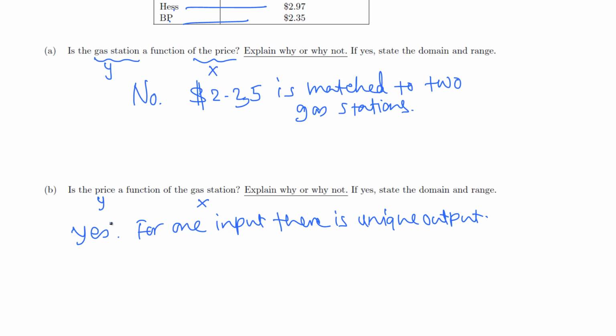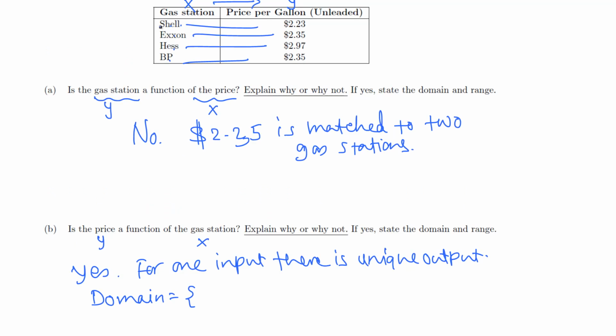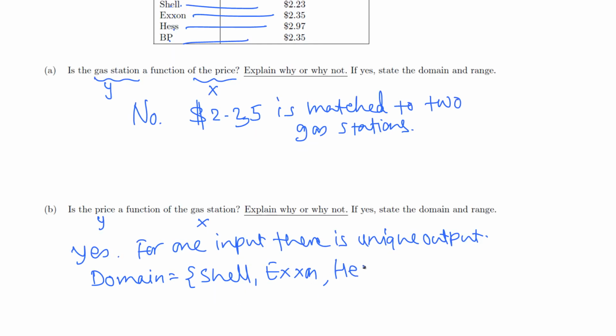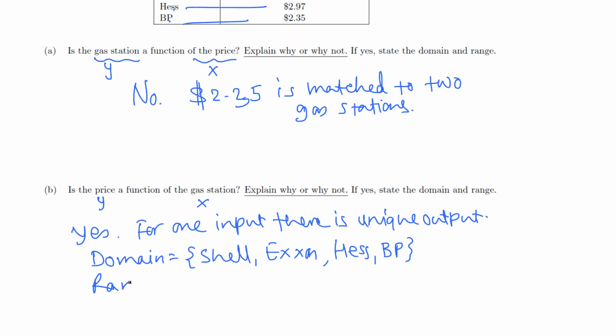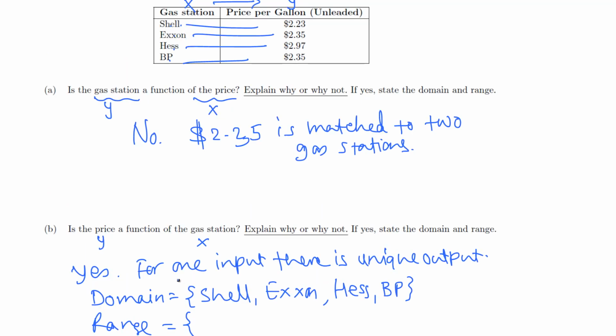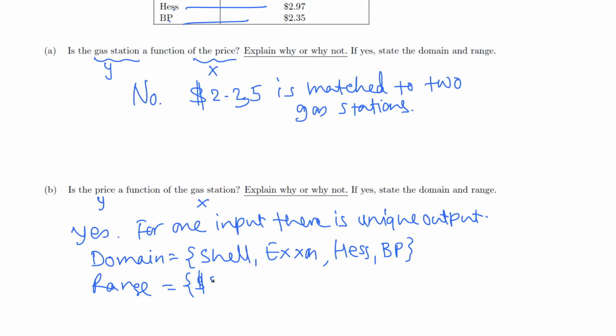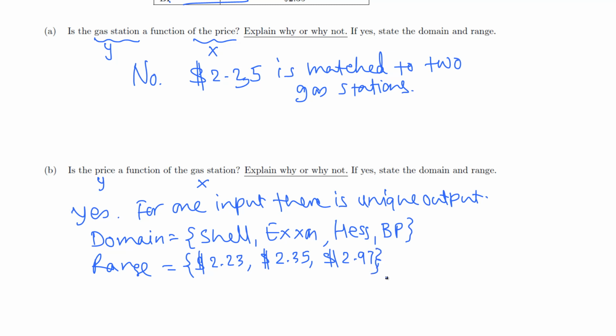Okay, then we need to find the domain. The domain is Shell, Exxon, Hess and BP, and these prices are in the range. So the range is 2.23, then 2.35, then 2.97, then 2.35, which is already included, so you don't have to write it again. Final.